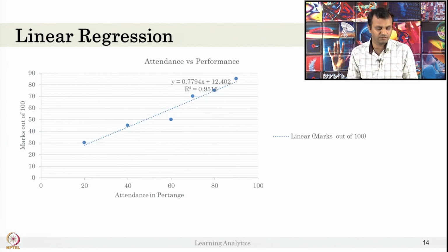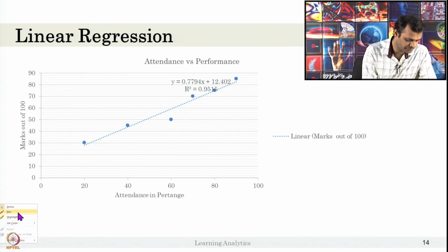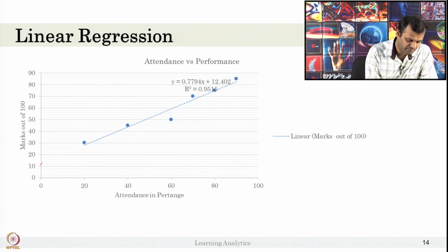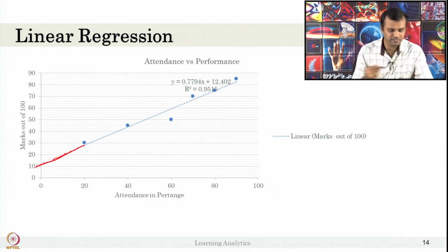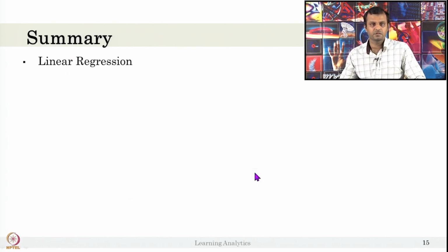That particular model gives the better score, say 0.799x plus 12.402. This 12.402 is actually the intercept: if you extend the line, it comes like that, and 12.402 is where it cuts the y-axis. So in this video we discussed what linear regression is and how to pick the best fit model. Thank you.